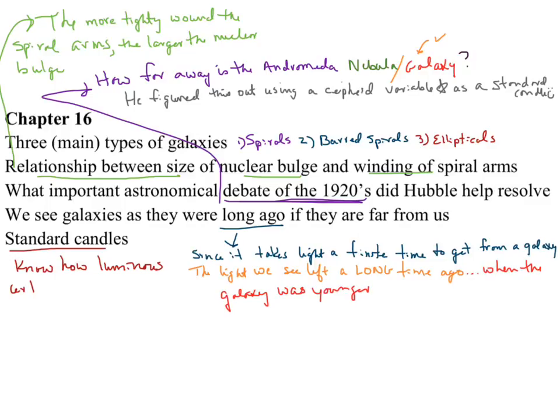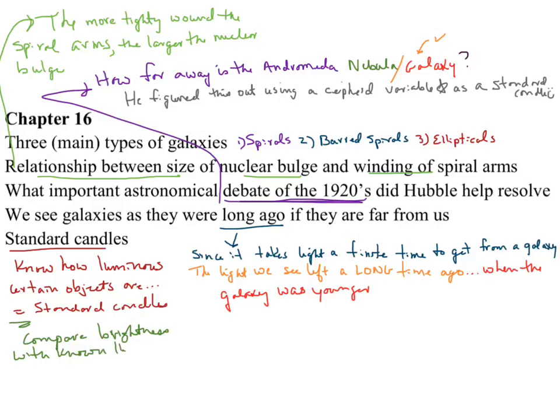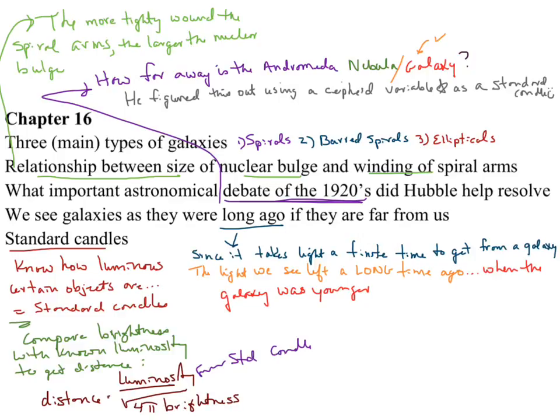And the last one up there, standard candles. This is kind of wordy. I might change it a little bit in the final review page. But standard candles we talked about today. Cepheid variables are a kind of standard candle. Main sequence stars are standard candles. But basically we know the luminosity. We know how luminous certain objects are. And then in green I said we can compare what they look like, or their brightness, with their known luminosity to get to distance. I guess that's not too bad.